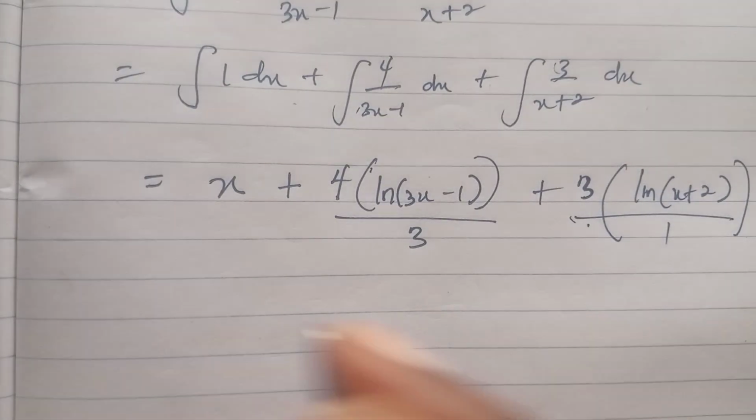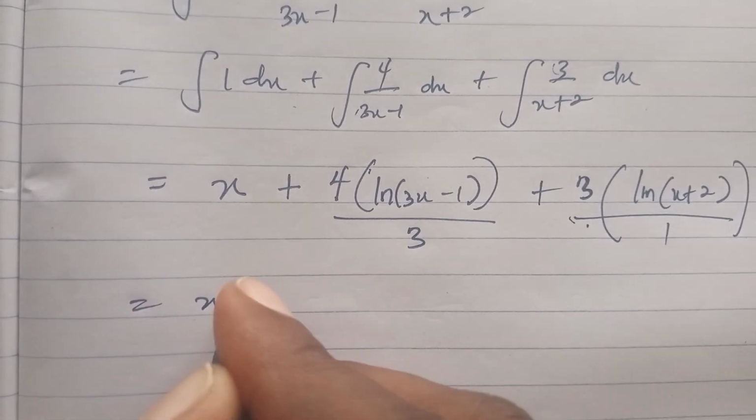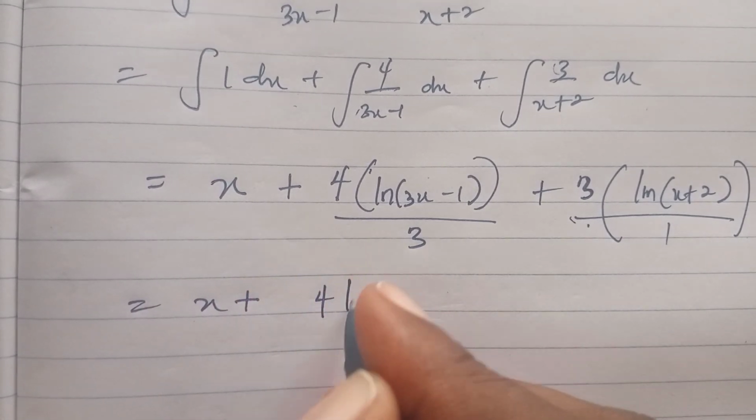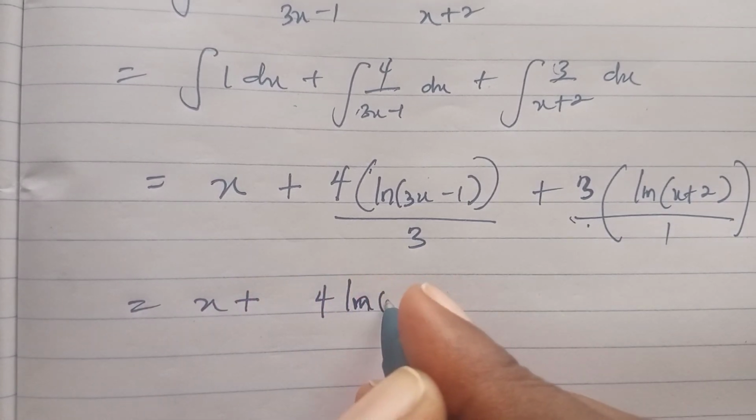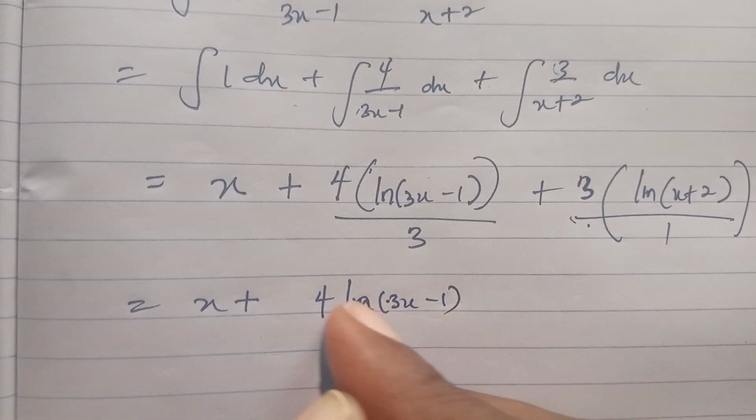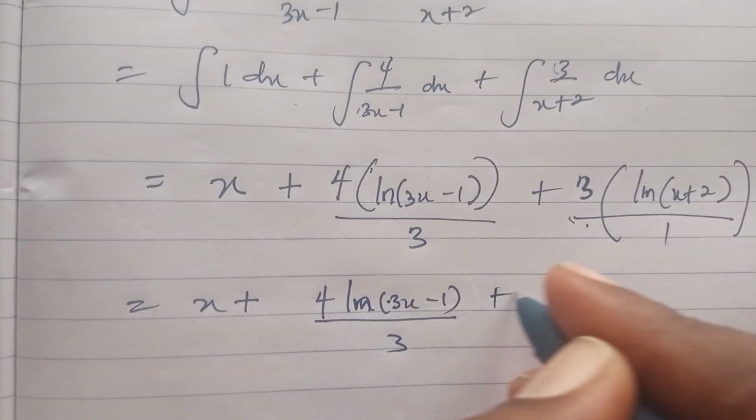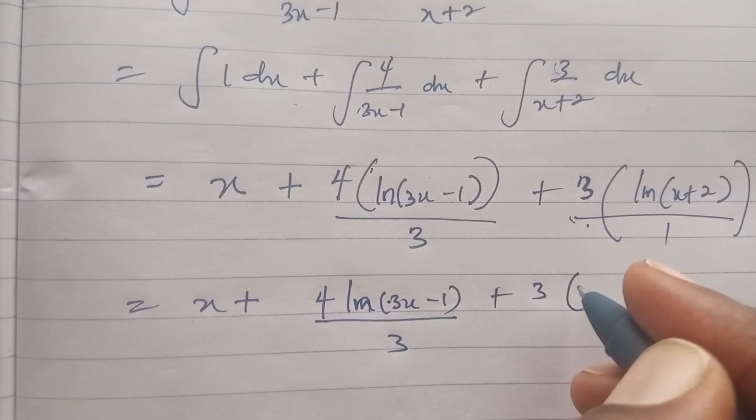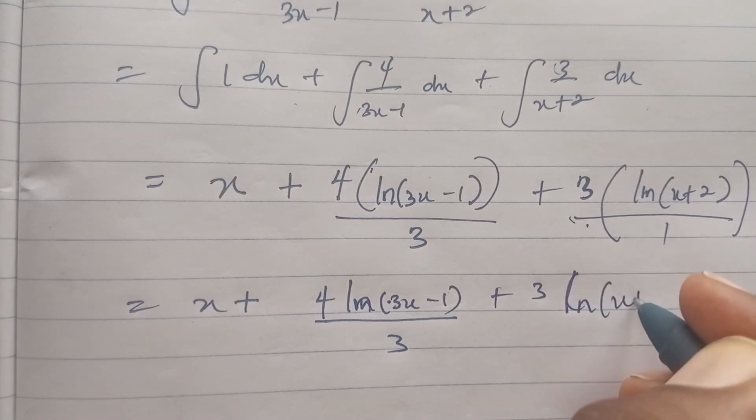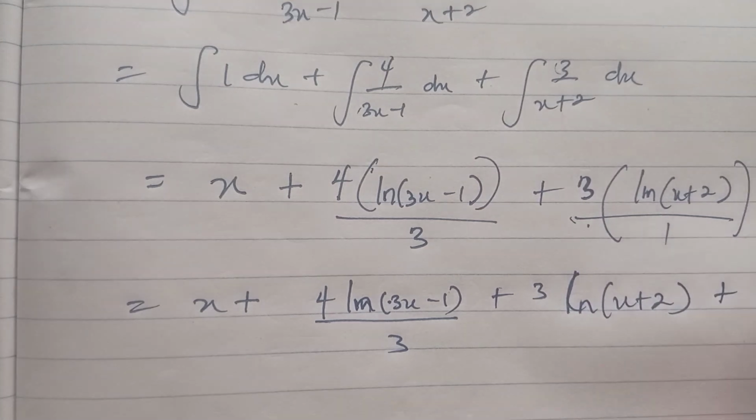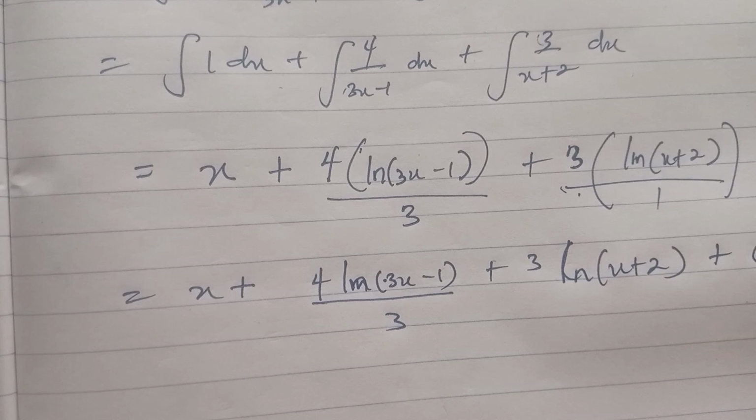Then plus c. So finally you can write it as x plus 4 over 3 ln of 3x minus 1 plus 3 ln of x plus 2 plus c. So that's a fine answer.